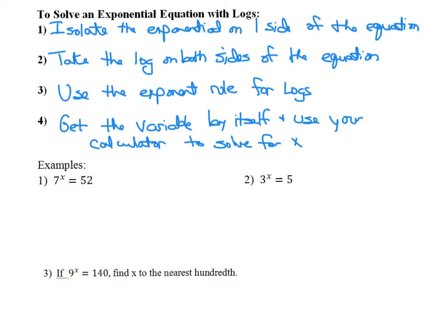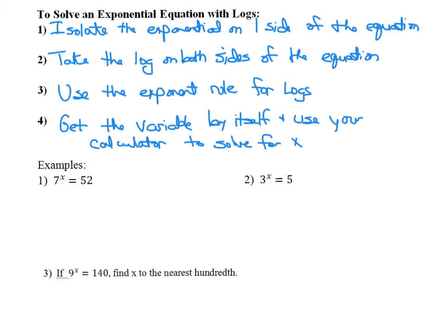So let's review the steps that are going to be necessary to solve an exponential equation with logs. It may be necessary for you to pause the video as we go through these steps so that you have time to write them down. So step number 1, we want to make sure that we are isolating the exponential on one side of the equation. So if the exponential is not already by itself, then we've got to do mathematical operations in order to get the exponential by itself. We might have to do subtraction or division so that the exponential is isolated.